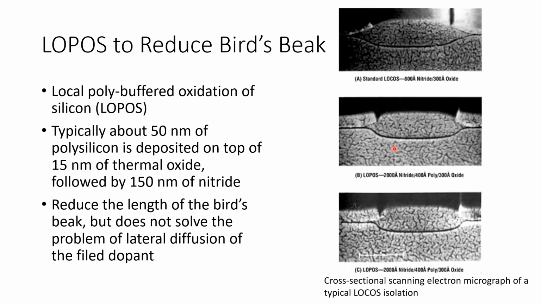To reduce the bird's beak, we can use a process called LOCOS, local poly-buffered oxidation of silicon. This is a normal or standard LOCOS with nitride and oxide. Instead of depositing nitride directly onto the oxide, we deposit polysilicon between the nitride and oxide, and then the bird's beak is shortened.